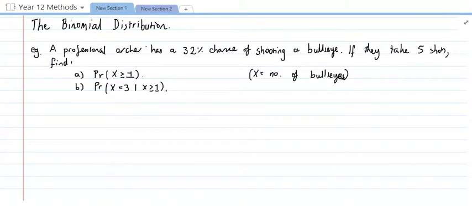So a professional archer has a 32% chance of shooting a bullseye. If they take 5 shots, find the probability that x is greater than or equal to 1, and the probability that x is equal to 3, given that x is greater than or equal to 1. And as well, specifying that x is equal to the number of bullseyes that are actually taken.